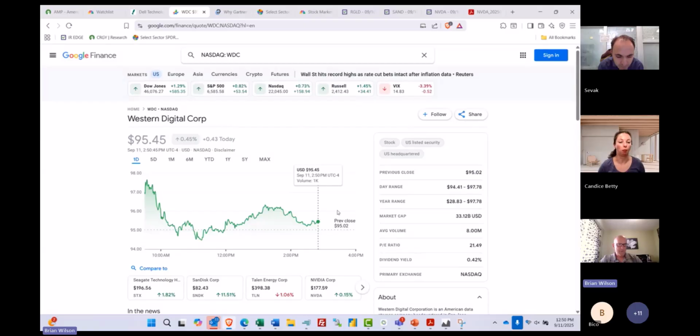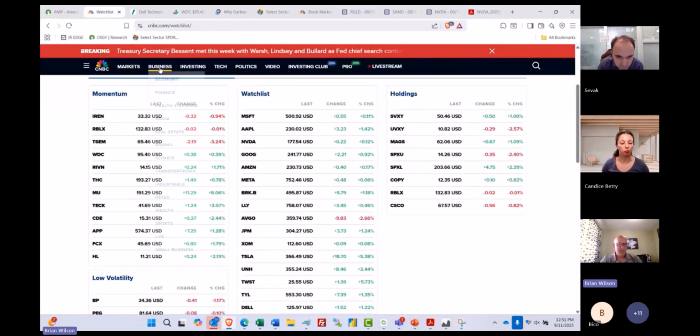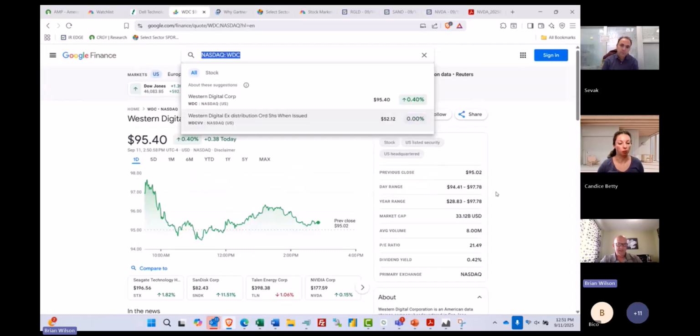Is it above the midpoint? Is it below? Uncertain right now. I might take a look at it a little bit later in the trading day, but that's the way that I'm approaching it. And sometimes I'll take it a step further.